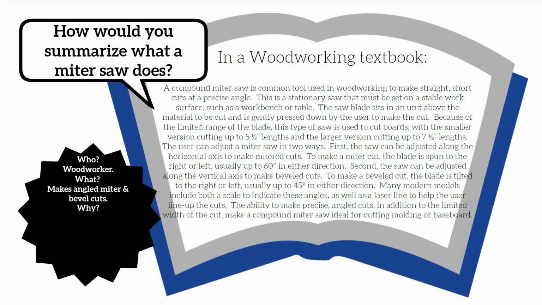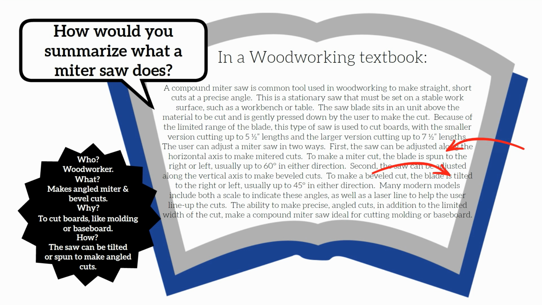Why? This would be helpful. Why would a woodworker need a miter saw? The answer is to cut boards like molding or baseboards. How? This is also helpful. How does a miter saw work? The user can twist or spin the blade to make angled cuts. Put this information together to create a summary of the text. Remember that you can use multiple sentences if needed.